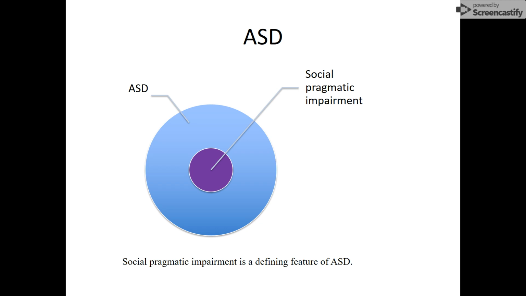The purple circle is really showing us the component of ASD that is focused on social pragmatic impairment, whereas the blue part really highlights the complexities that go beyond a social pragmatic impairment and that include many more symptoms that impair a child's ability to be successful in their home environment. However, a social pragmatic impairment is the defining feature of autism spectrum disorders. So while it is not the only symptom of ASD, it's the primary and defining feature.